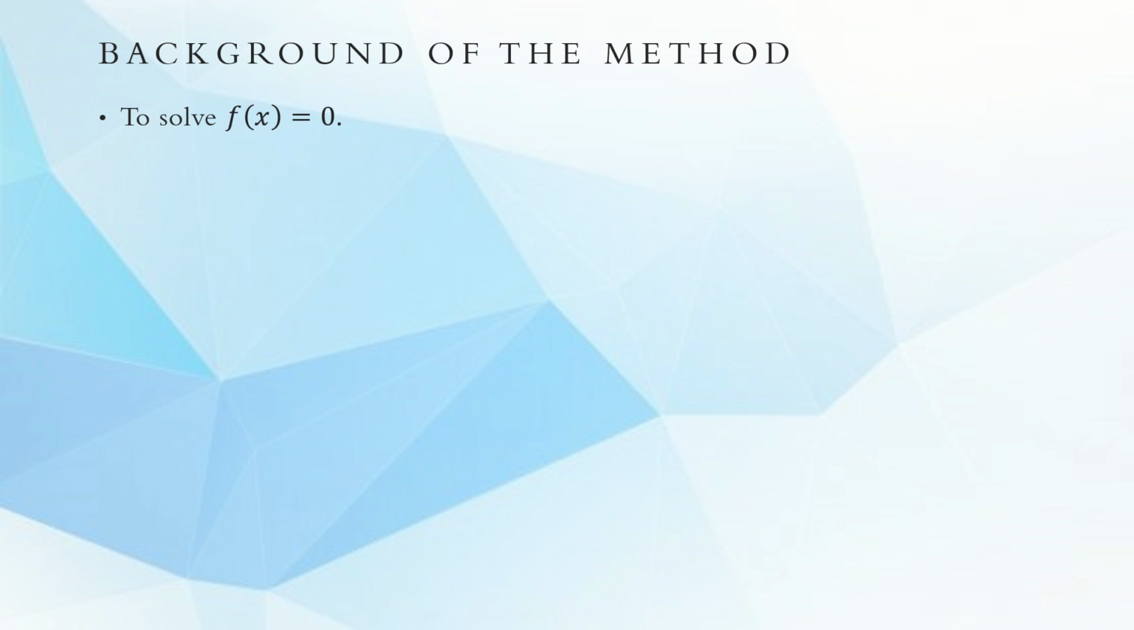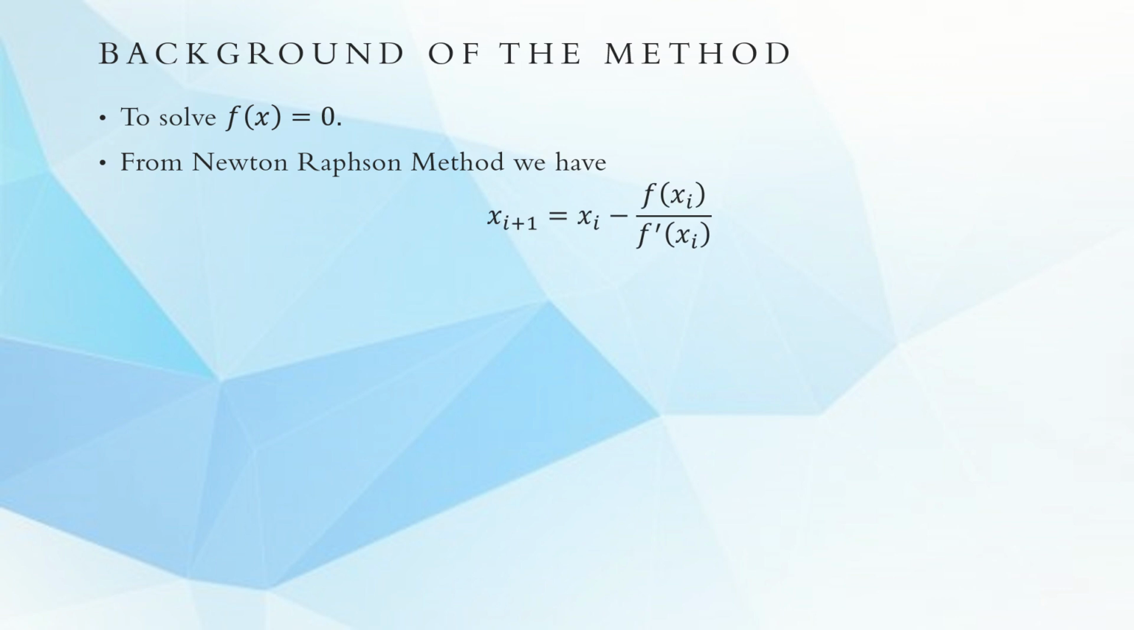The main aim of this method is to solve a nonlinear equation f of x is equal to 0. And in the previous video, I talked about how we use the Newton-Raphson method to find the solution of a nonlinear equation, whose iterations are given by x i plus 1 is equal to x i minus f of x i divided by f dash x i, where f dash x i is representing the derivative of the given function f of x.